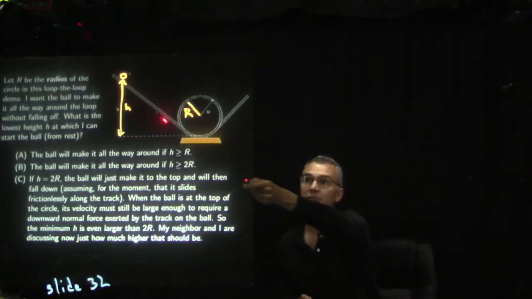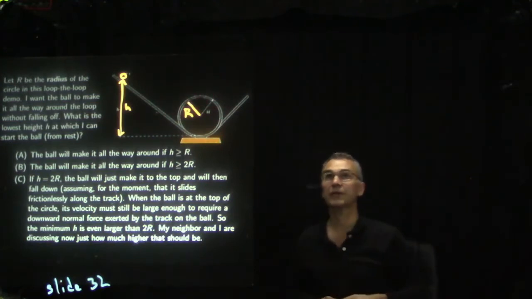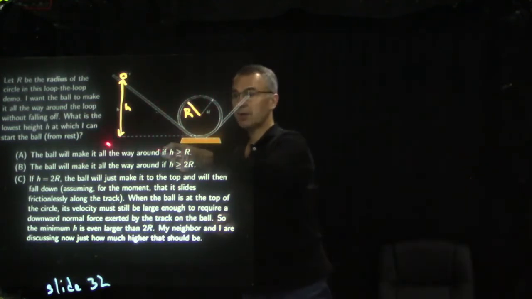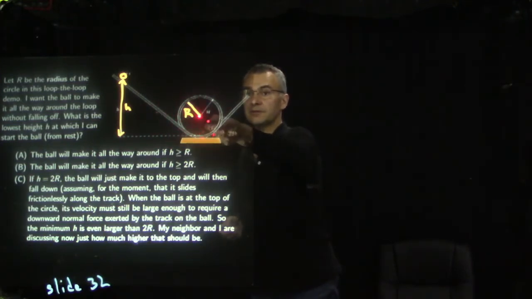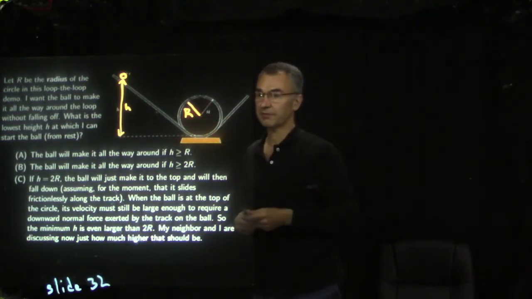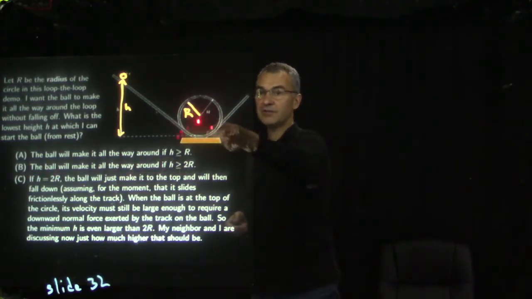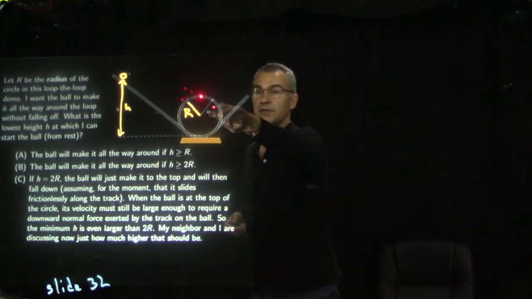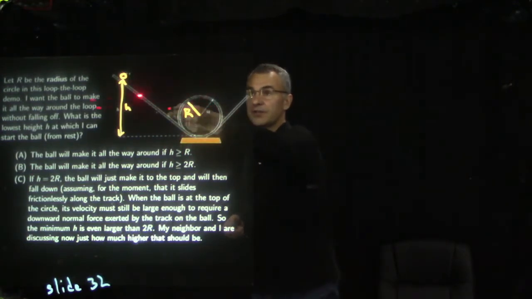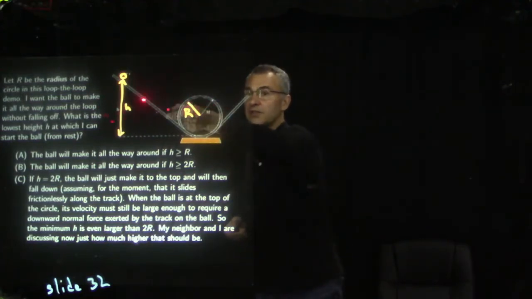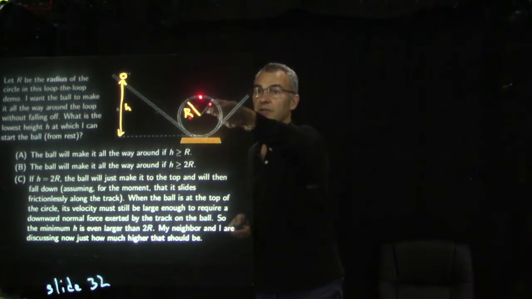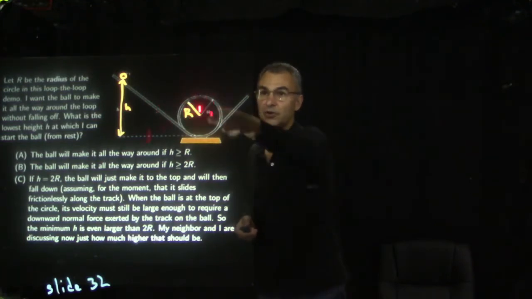So how high do we have to start it from so that it goes all the way around, doesn't fall off? A, the ball will make it all the way around if the height is at least as big as r. Well, r would only be the middle of the loop-de-loop, so I'm not sure I believe that. The ball will make it all the way around if h is bigger than 2r. Well, okay, then we seem to have enough potential energy initially to reach this potential energy, but then by the time it gets to the top, we've used up all of that potential energy just getting to the top, and we have no kinetic energy, so I guess we would just fall down.